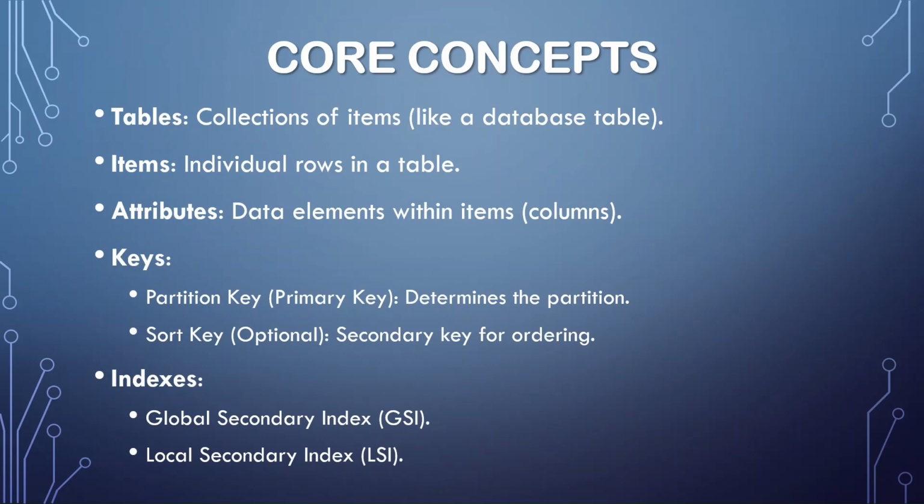To use DynamoDB effectively, you need to understand its core concepts. Tables are collections of items, similar to a table in a database. Items are individual records or rows in a table. Attributes represent the columns or data points in an item. Keys are essential for querying and partitioning. Partition key is the primary key used to identify data. Sort key is optional and helps order data within a partition. Indexes like Global Secondary Index (GSI) and Local Secondary Index (LSI) allow efficient querying of data beyond the primary key.